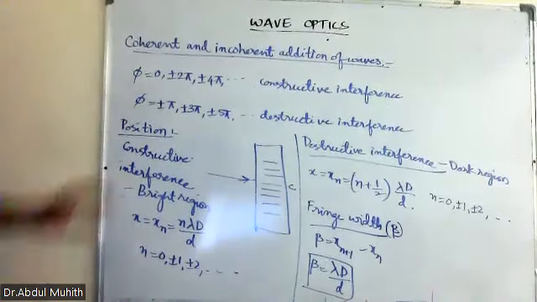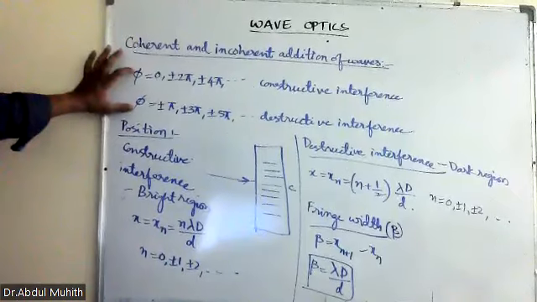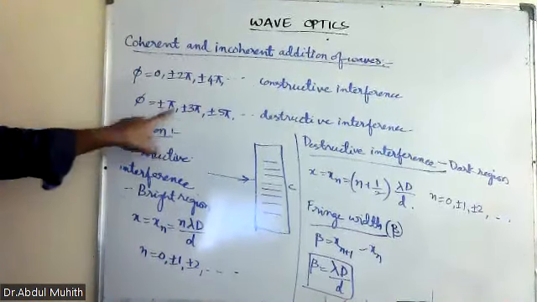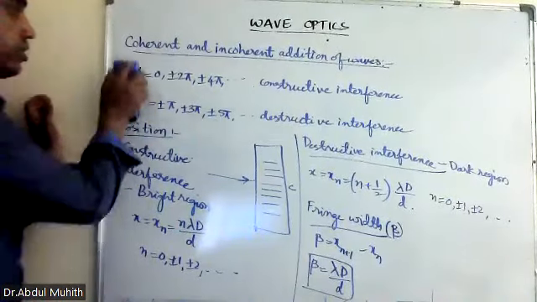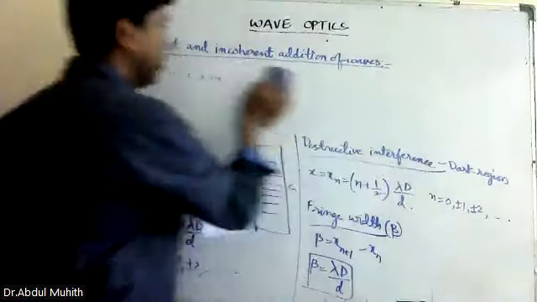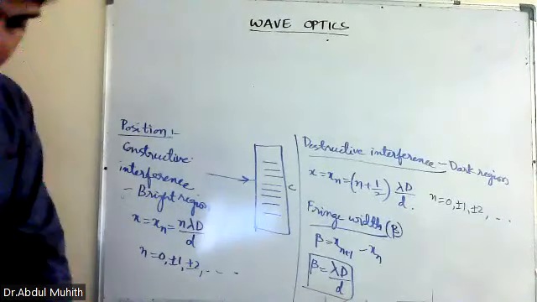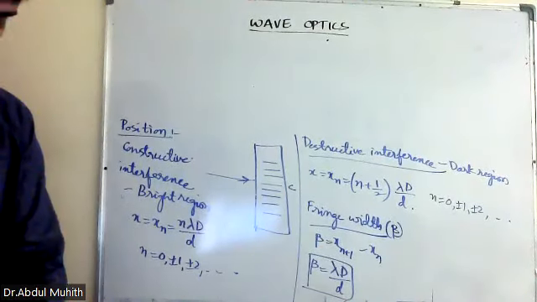So this is for the constructive. Keep this in mind. What is the phase difference for constructive? 0, 2 pi, 4 pi. For destructive, pi, 3 pi, 5 pi. I'll remove this one. I'll explain Young's double slit experiment.